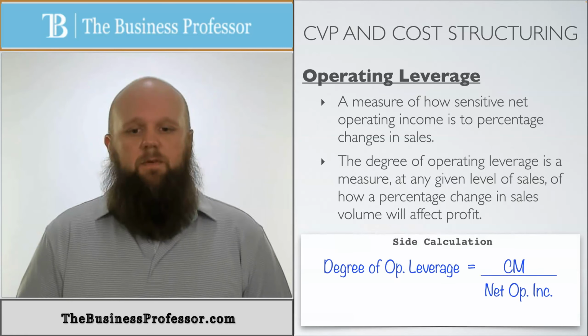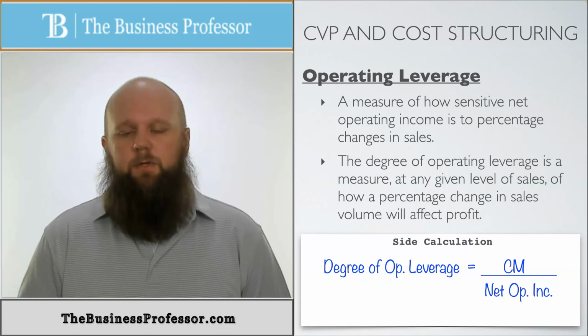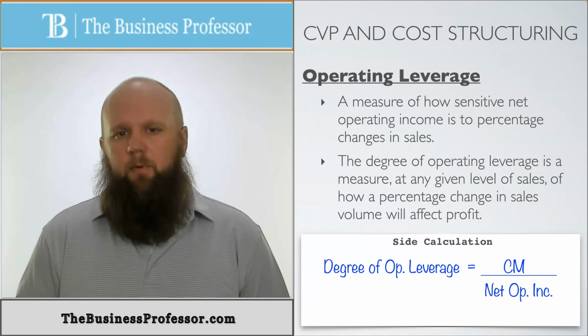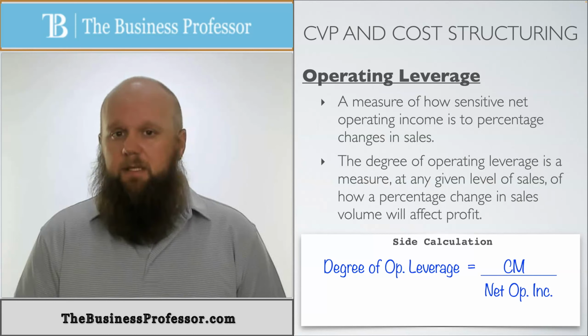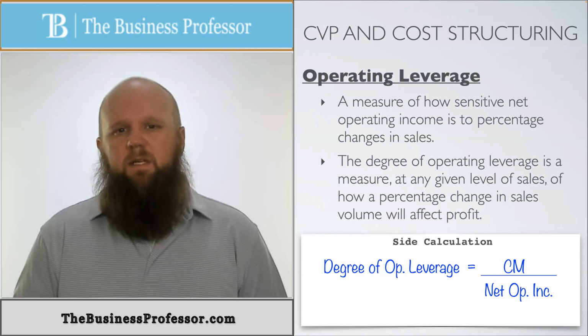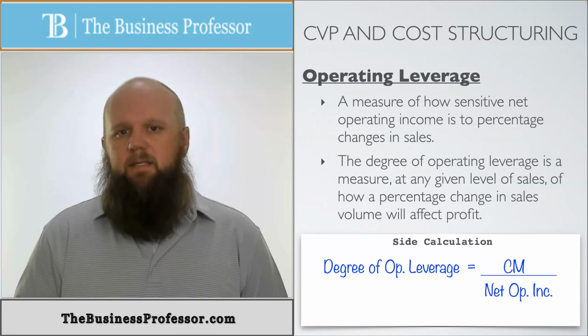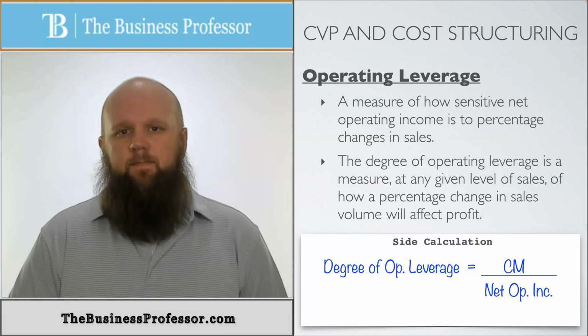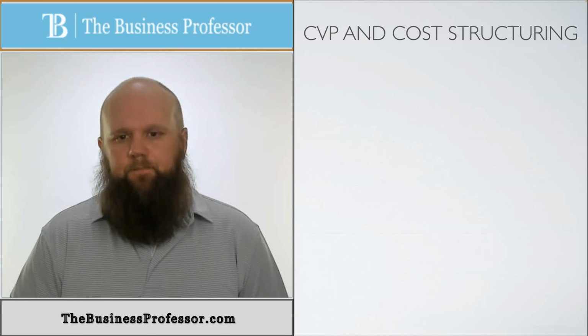This is your equation for the degree of operating leverage. It is your contribution margin divided by your net operating income. This is going to give you that proportion that says, okay, one, which one's riskier? And then two, what's going to happen to my net operating income with a single degree or a single percentage of change in my sales?